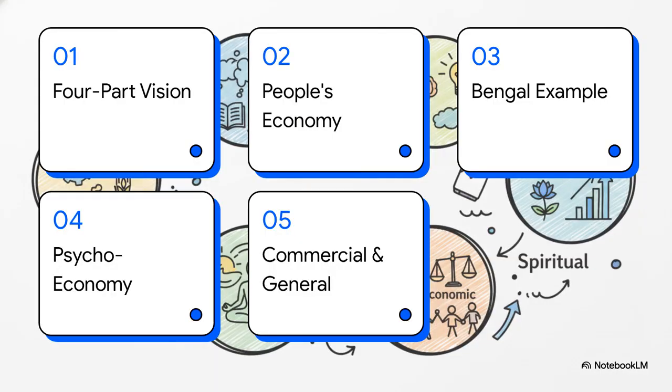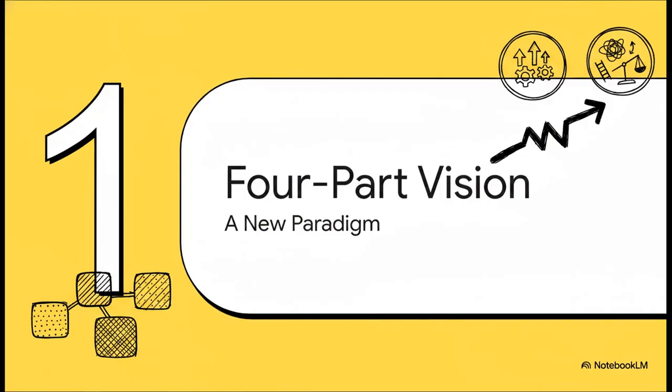Well, to answer that, the author outlines a comprehensive quadri-dimensional model, and our explainer is going to follow this exact blueprint today. First, a four-part economic vision. Second, the people's economy. Third, Bengal as a practical example. Fourth, introducing the psycho-economy. And finally, commercial and general economies. Let's start with Part 1, a four-part economic vision.